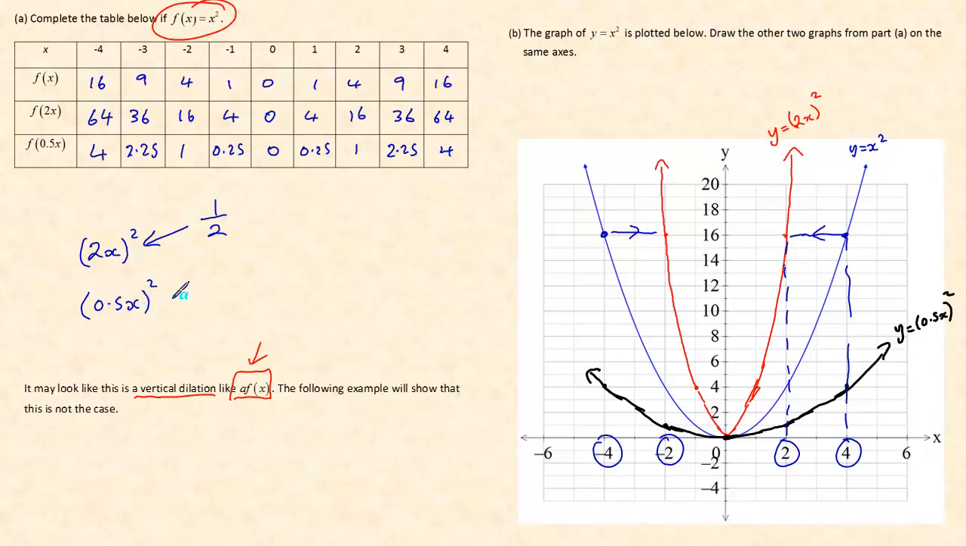So if we look at this one, the same argument, it should be 1 over 0.5, which is equal to 2. Is that the case? Well, if we look here and here, we can see that the x-coordinate is doubled.